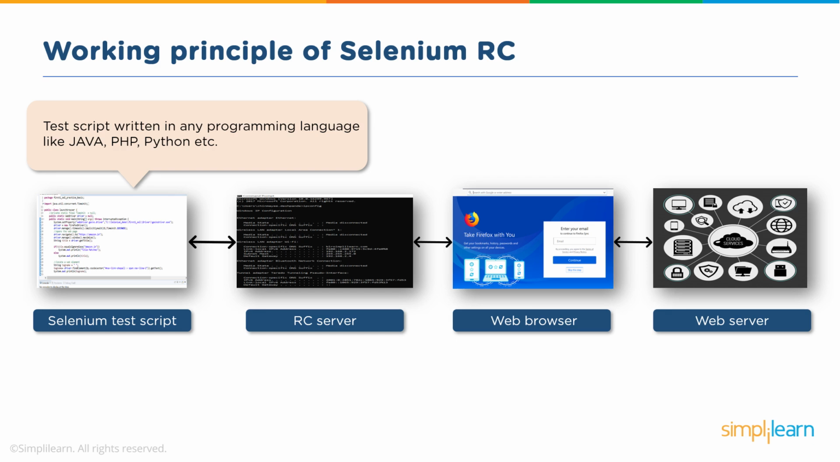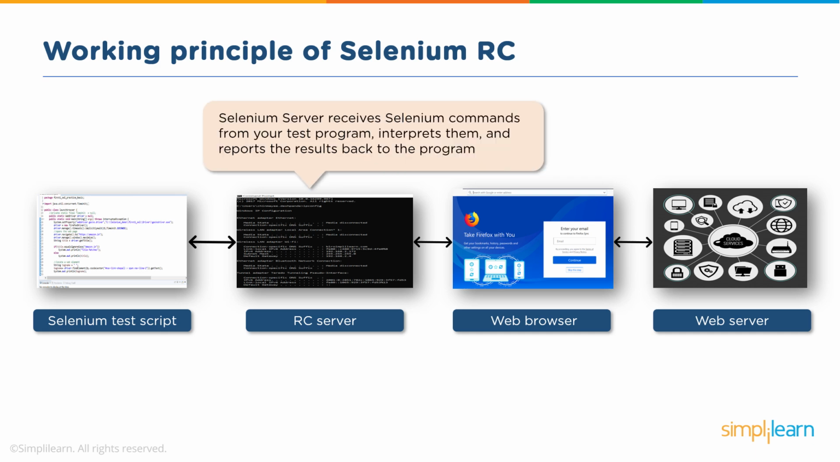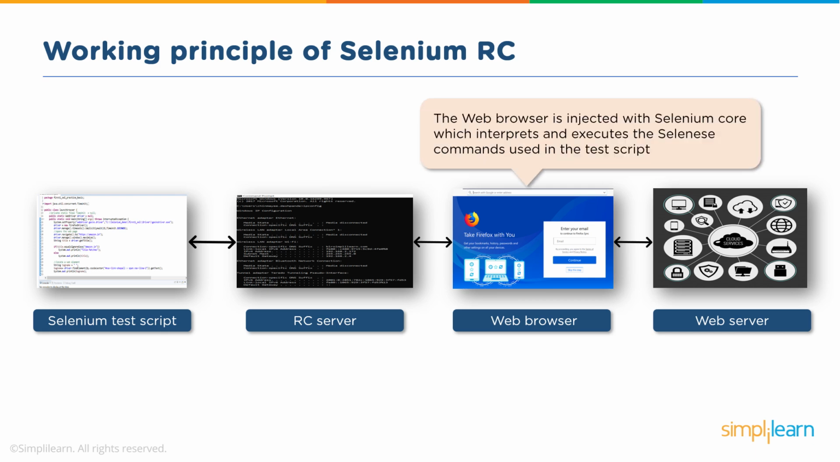Now, what are the Selenium commands? These commands are nothing but the commands written in your test script. These are called Selenium commands. That is what the Selenium server does. Now, after the Selenium server's function, let's look at how the browser interaction happens. The browser interaction happens through this RC server. This RC server uses simple HTTP POST and GET requests to communicate. And how does this communication happen? This RC server acts like a proxy.